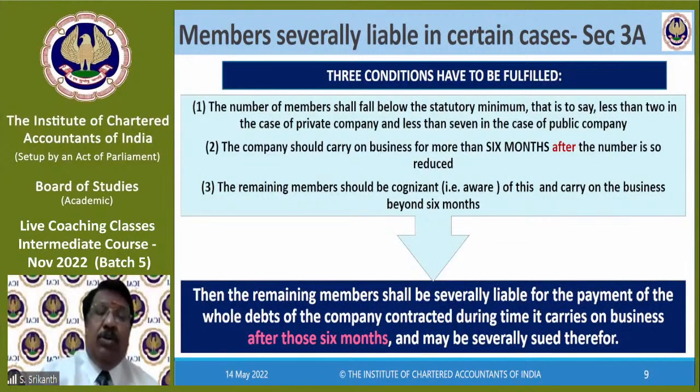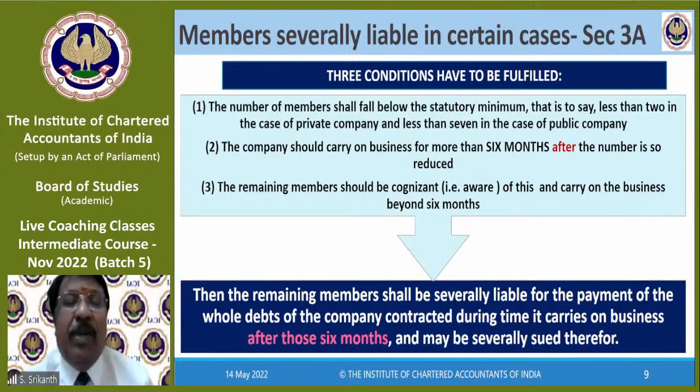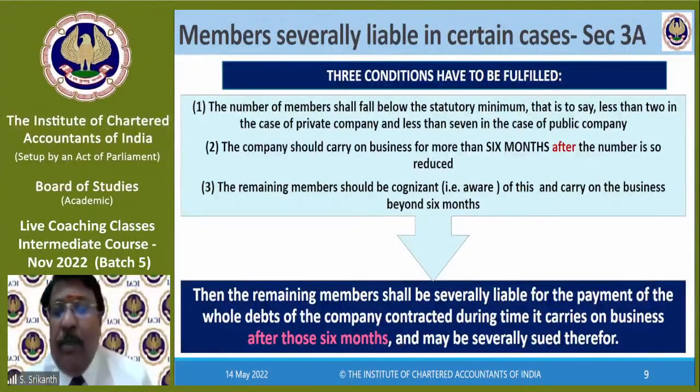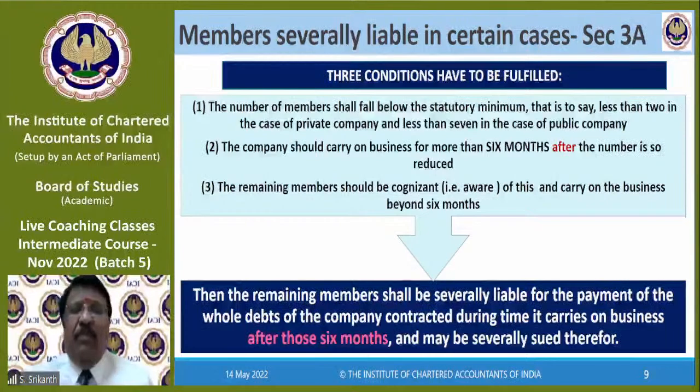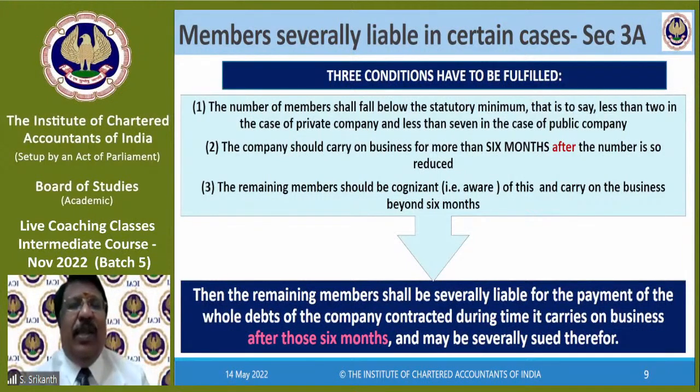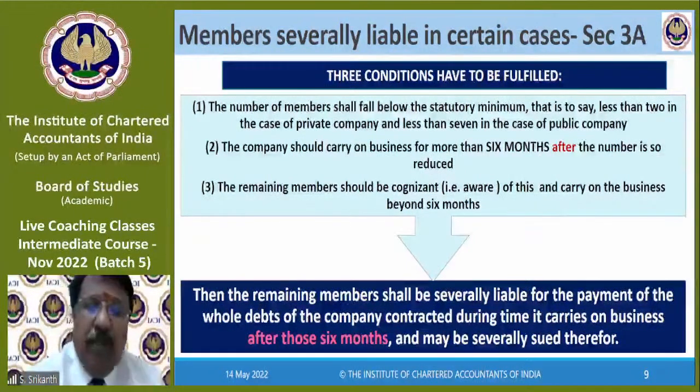So it's called Solomon versus Solomon and Company Limited. There the law is laid down that the company is different from the member. For the debts of the company, the member cannot be sued. This is an important exception to that rule. Section 3A is one of the statutory exceptions to that rule.